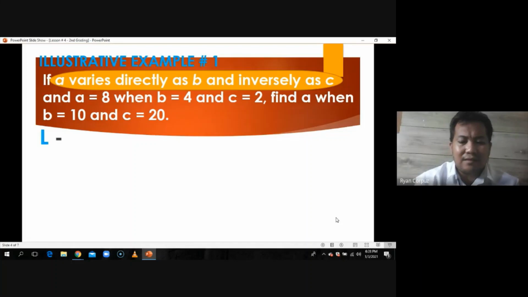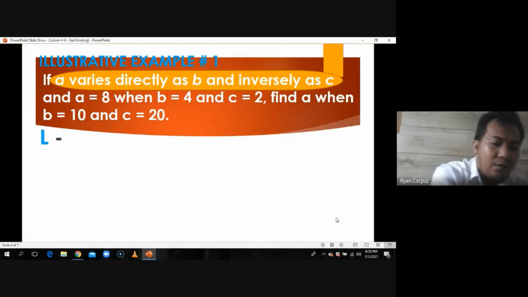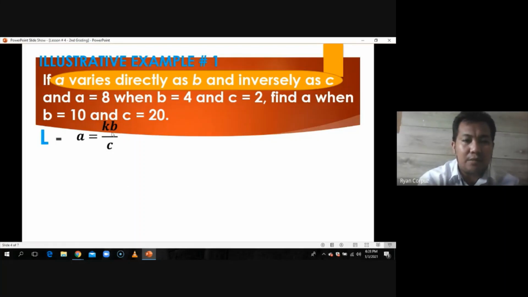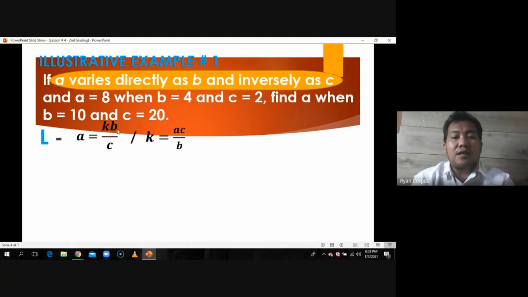If we translate it just like the way how we read it, so that will be A is equal to KB over C. The direct is A is equal to KB, then its inverse is C. Then its translation in terms of K, that would be K is equal to, multiply the left side and the denominator, that's AC, that would be the numerator. Then whatever goes with K, that would be the denominator. So it will be K is equal to AC over B.